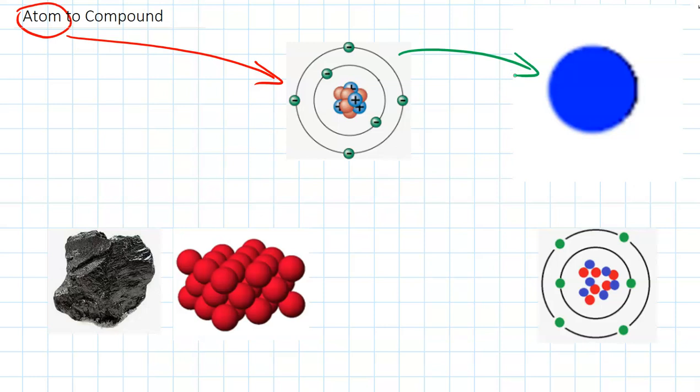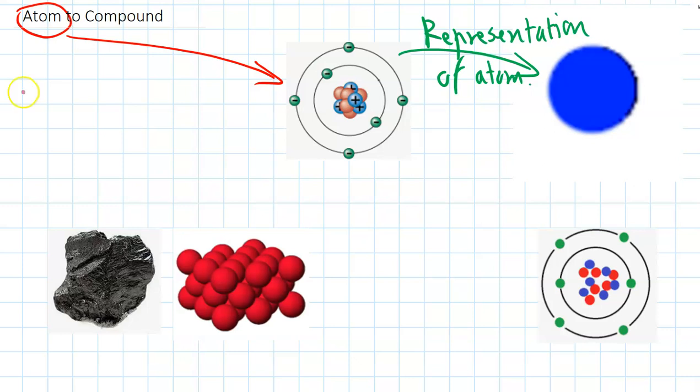So we'll be using circles and other shapes to represent atoms. So that's our representation of an atom. It's just a circle to make it easier.